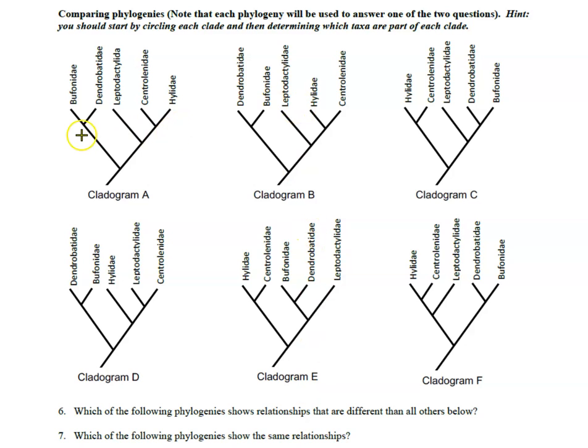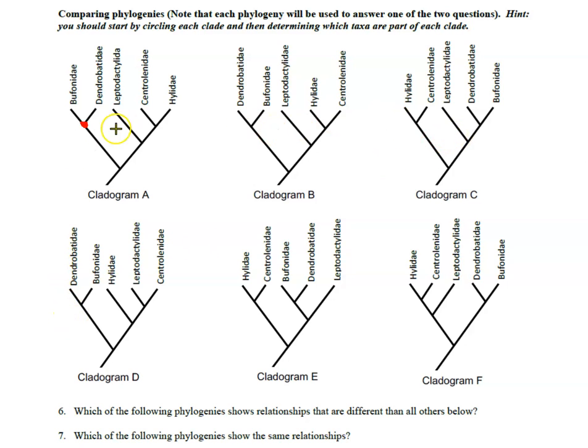So let's start with looking at cladogram A. Looking at this tree, we have 5 different groups of frogs here. And if we want to compare this to the other trees, what I would do is look first at some common ancestors. On this tree, we see that Bufonidae and Dendrobatidae, the Dendrobates, share a common ancestor. So I'm just going to put a little red node onto this tree where the B and the D branches come together to represent that common ancestor.